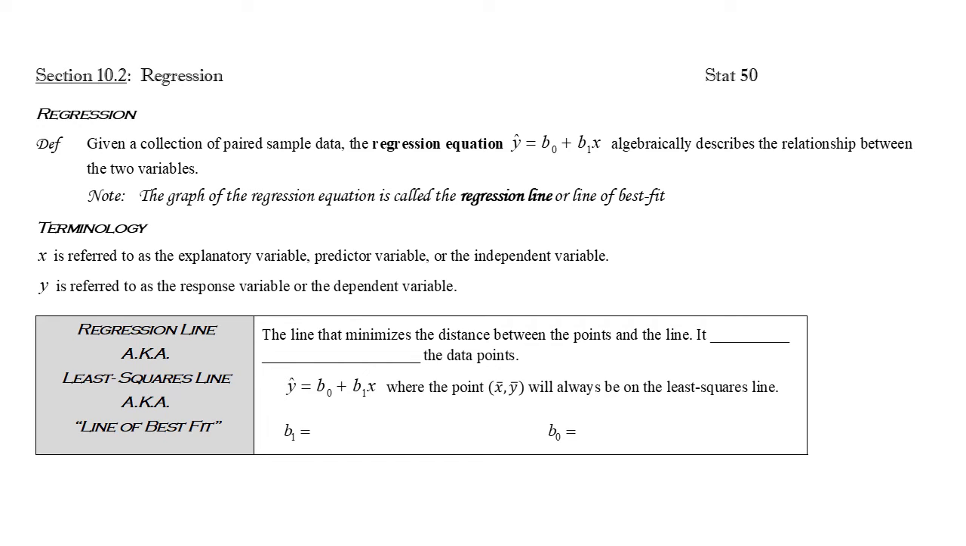Here in section 10.2, we're going to look at the idea of regression. Regression is going to be trying to come up with an equation of a line that can explain the relationship between the x and the y variables. And so this line, the equation of the line that we're finding, is called the regression line or the line of best fit.